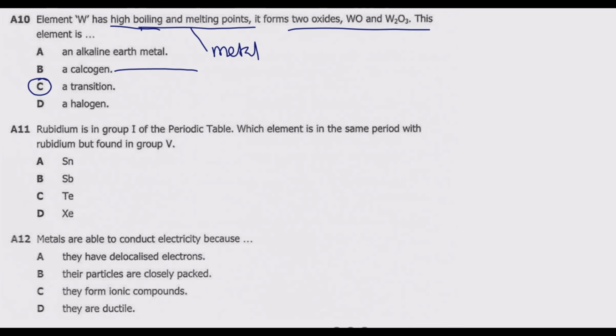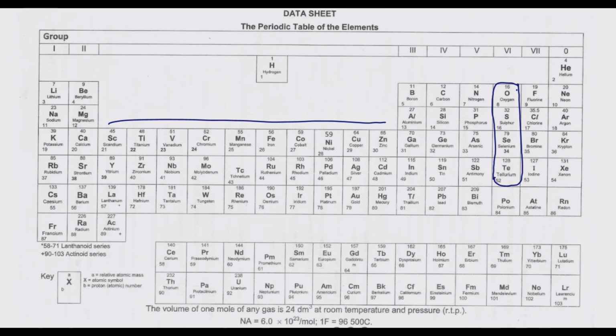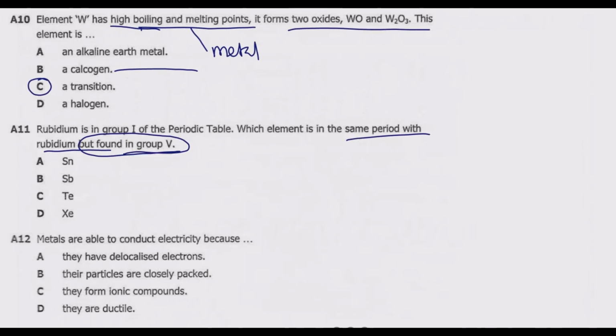Question 11, rubidium is in group 1 of the periodic table. Which element is in the same period as rubidium but found in group 5? So we need to look along the same period as rubidium but in group 5. The period of rubidium is this one. So we move along this line until we reach group 5, which is this one. It is this element, Sb, which is antimony. So this is the answer, antimony.